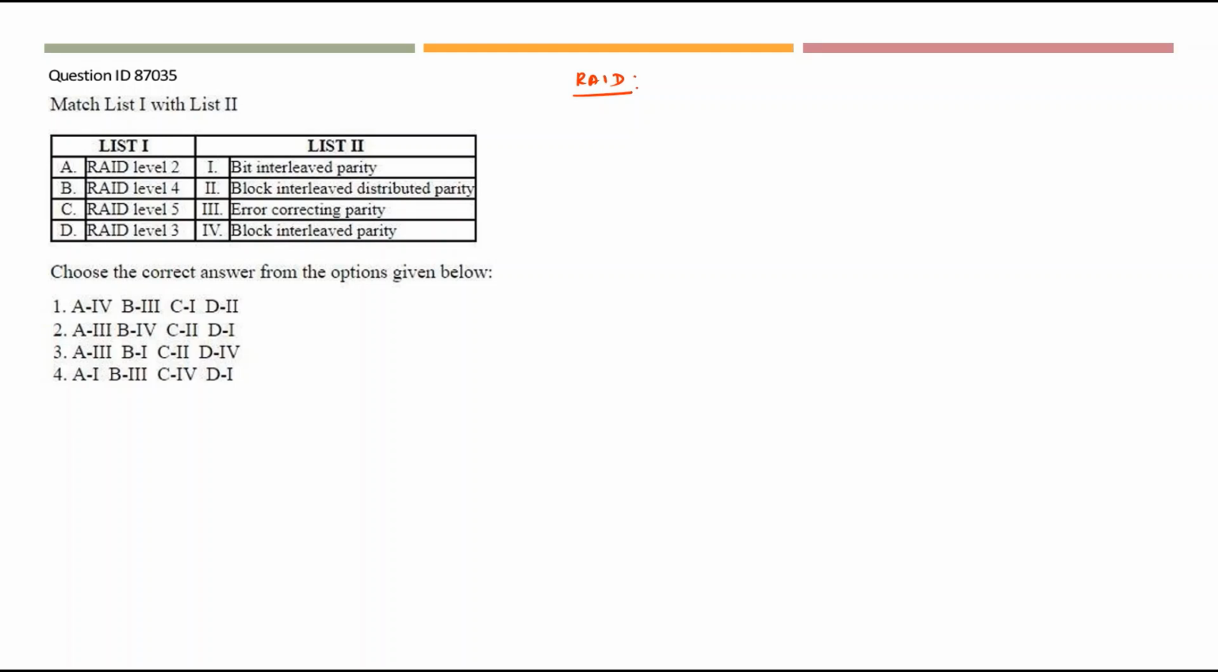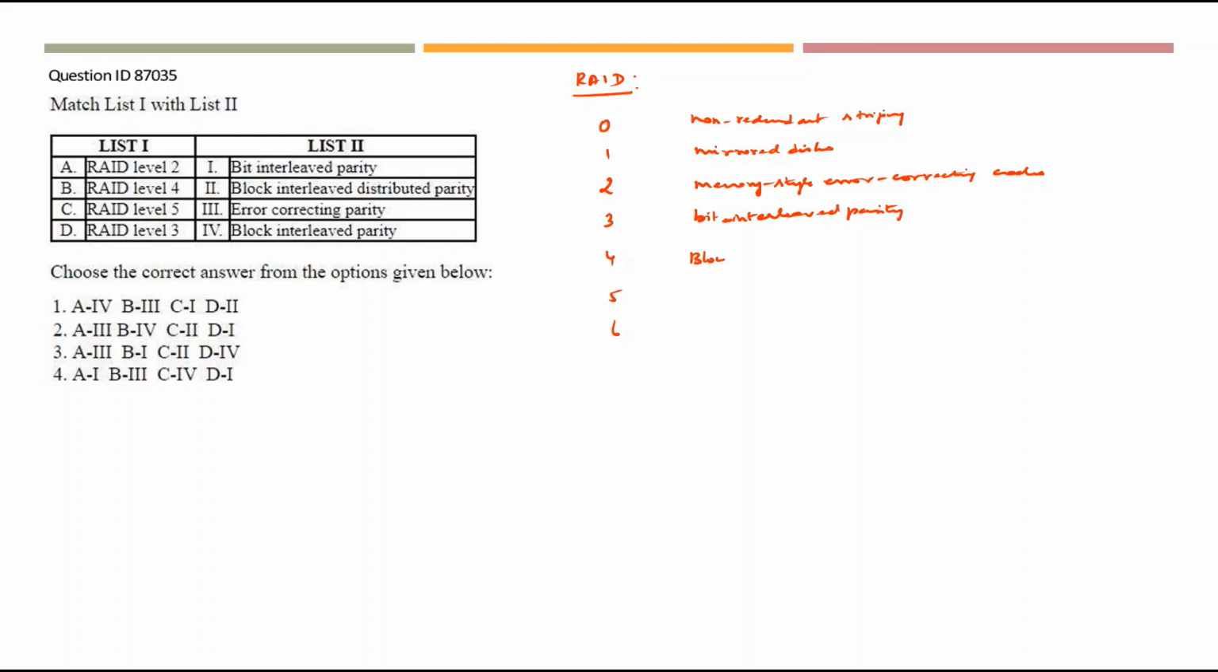We have up to 6 levels: 0, 1, 2, 3, 4, 5, 6. 0th level, non-redundant striping will happen. The first one will be with mirrored disks. Then the second one will have memory style error correcting codes. Third level will have bit interleaved parity. Fourth level will have block interleaved parity. Fifth level will have block interleaved distributed parity. And the sixth level will have P plus Q redundancy. The diagrams will be present in the books. You can have them for reference.